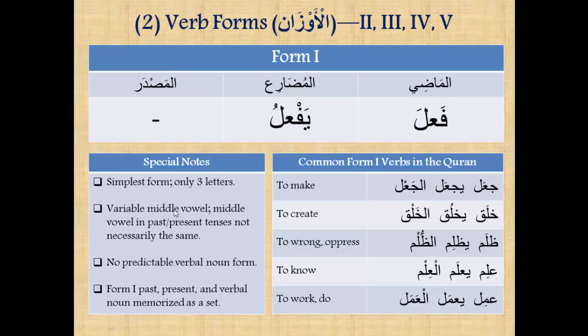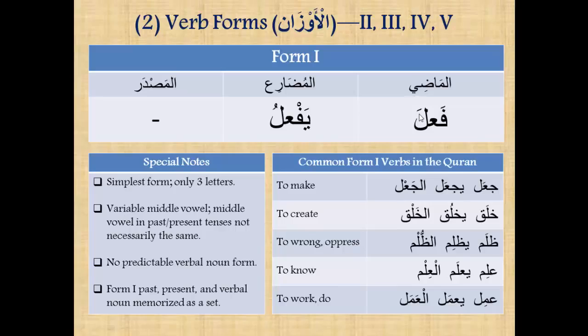This means that you can have either a fatha, a dhamma, or a kasra on top of the ayn. And the middle vowel in the past tense and the present tense may not necessarily be the same. So we talked about this in lesson number 4. You can have ضرب يضرب, fatha, kasra. You can have shahida yashhad, kasra, fatha. You can have kataba yaktub, or you can have cases where they are the same.